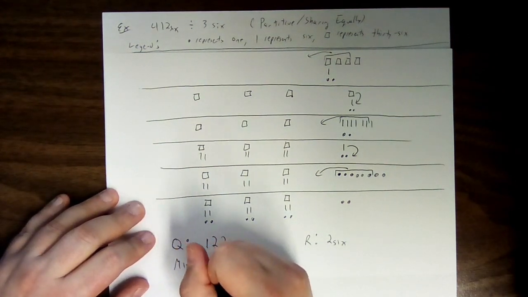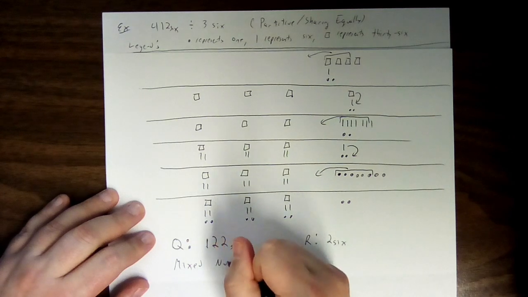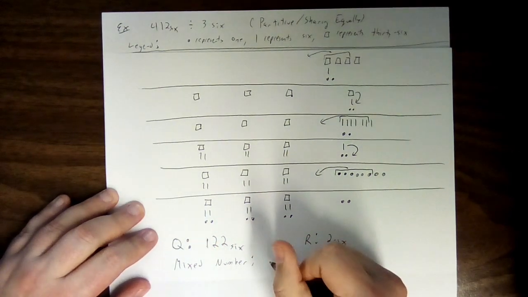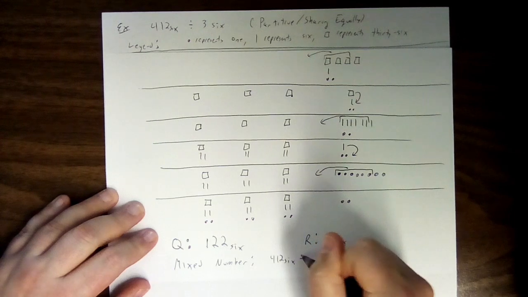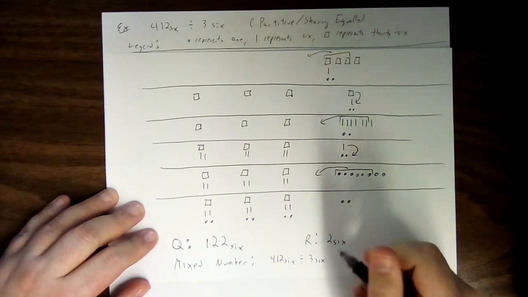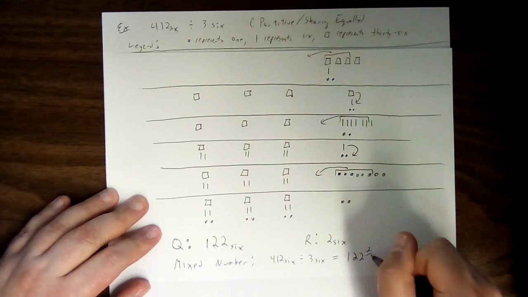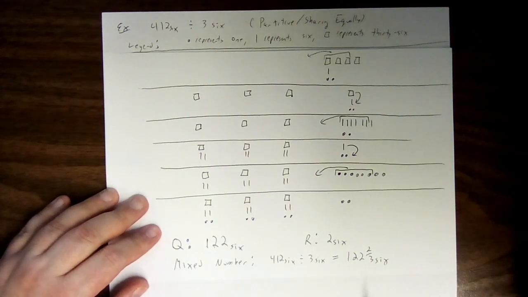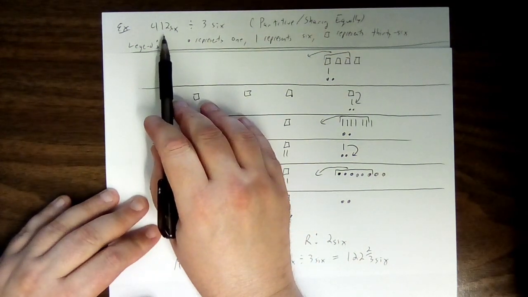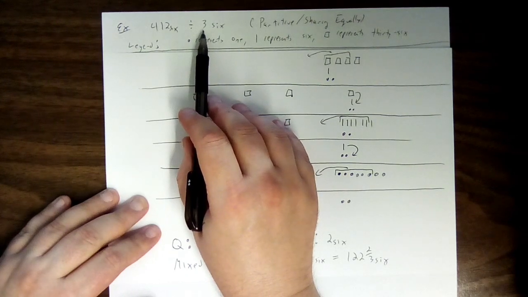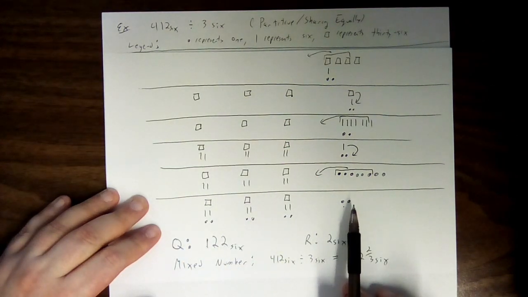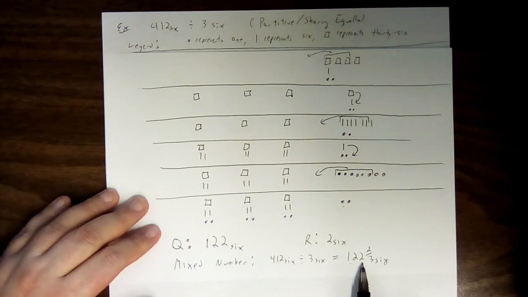And as far as a mixed number, the answer is the same as before, that for the division problem of 4, 1, 2 in base 6 divided by 3 in base 6, we would have the answer of 1, 2, 2, and 2/3 in base 6. This time the interpretation would be, if we were to share this many things equally within 3 groups, and if we could share things completely, breaking these into parts, we would have 1, 2, 2 whole things in each group, plus we would have 2/3 in each group.